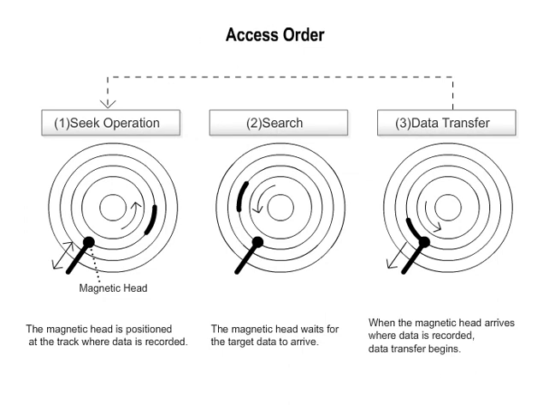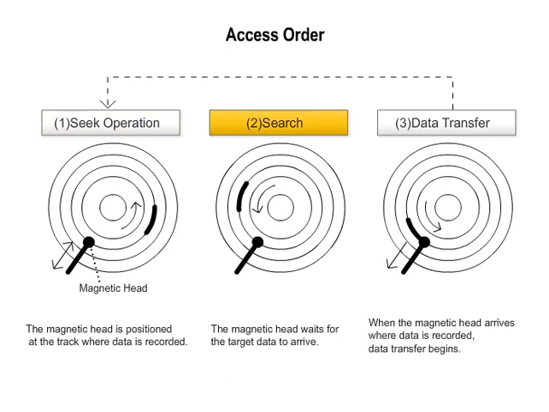Reading and writing of records is done in the following sequence: 1. Seek operation, 2. Search, and 3. Data transfer. The cylinder is selected in the seek operation. 1. Seek operation, determining location. The magnetic head is positioned where data is recorded. The time needed varies depending on the head position. Each device has its own seek time.